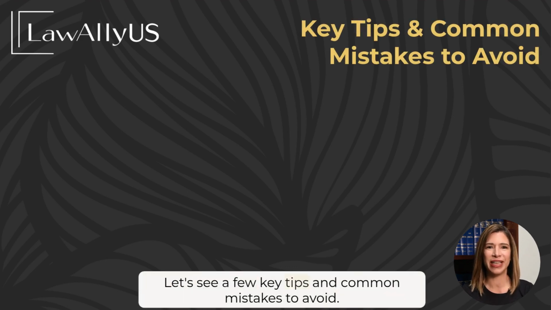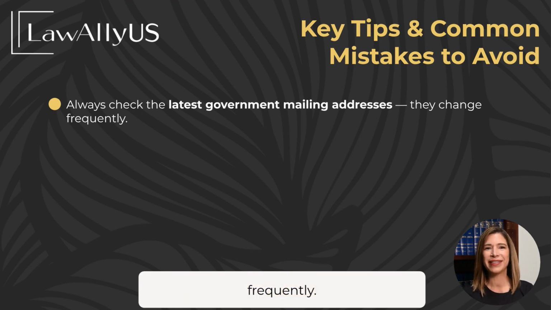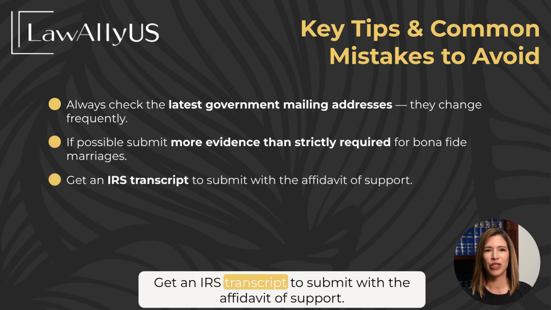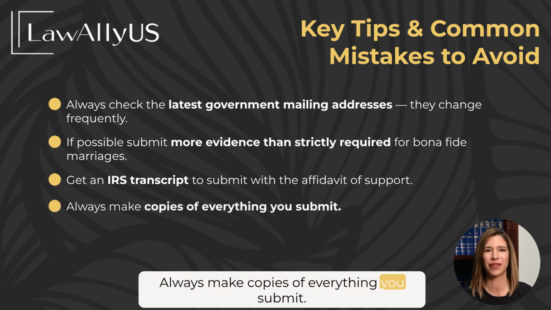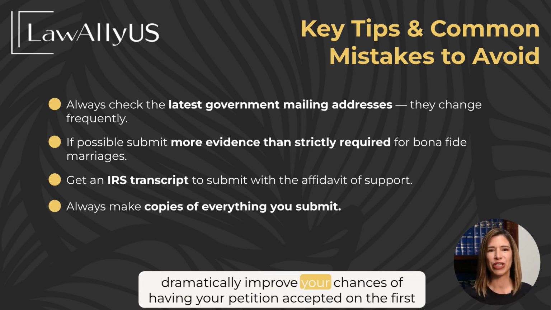Let's see a few key tips and common mistakes to avoid. Always check the latest government mailing addresses. They change frequently. If possible, submit more evidence than strictly required for bona fide marriages. Get an IRS transcript to submit with the affidavit of support. Always make copies of everything you submit. By following this structured approach and learning from others' mistakes, you can dramatically improve your chances of having your petition accepted on the first try.